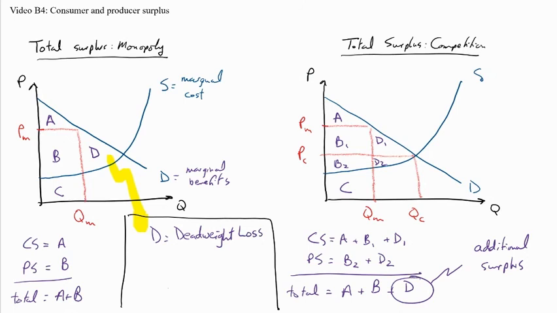And one way to think about deadweight loss is that it is the economic surplus that is not gained or not enjoyed when we have the wrong choice on the amount that is produced in society.